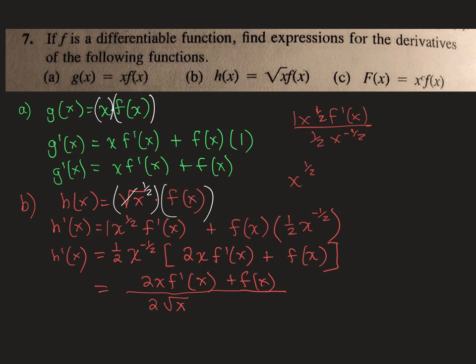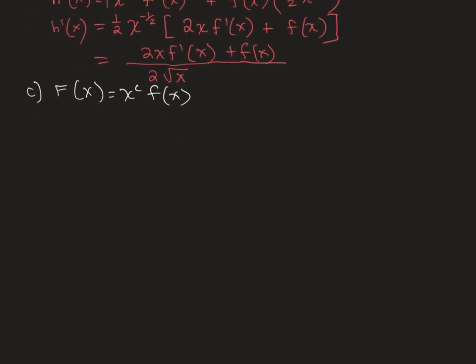Okay, now part C. So part C says we want to do the derivative of f of x equals x to the c and then f of x. So they're keeping this very generic. Okay, but we do again have product rule. So let's do that. F prime of x equals, so product rule first, which would be x to the c times the derivative of the second, so f prime of x, plus the second, f of x, times the derivative of the first, which we'll have to use power rule on.